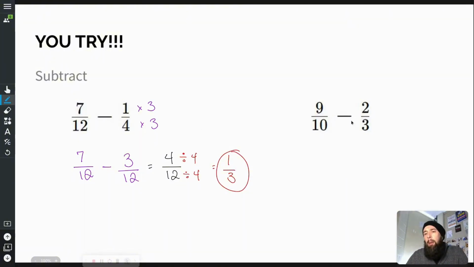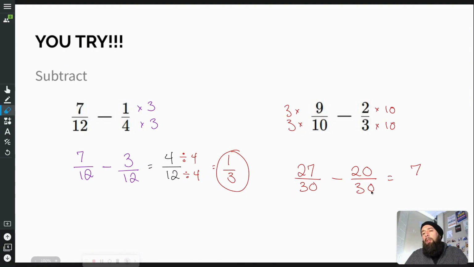All right, 9 over 10 minus 2 over 3. Not much I can do with 10 and 3. There's no similarities there. So I'm going to multiply you by 3 and 3, and I'm going to multiply you by 10 and 10. 3 times 9 is 27. 3 times 10 is 30, minus in the middle, 2 times 10 is 20. And 3 times 10 is, surprise, 30. So I got 27 minus 20. That gets me 7. 30 and 30, keep it 30. Nothing simplifies, not bigger than 1. Circle it, donezo.